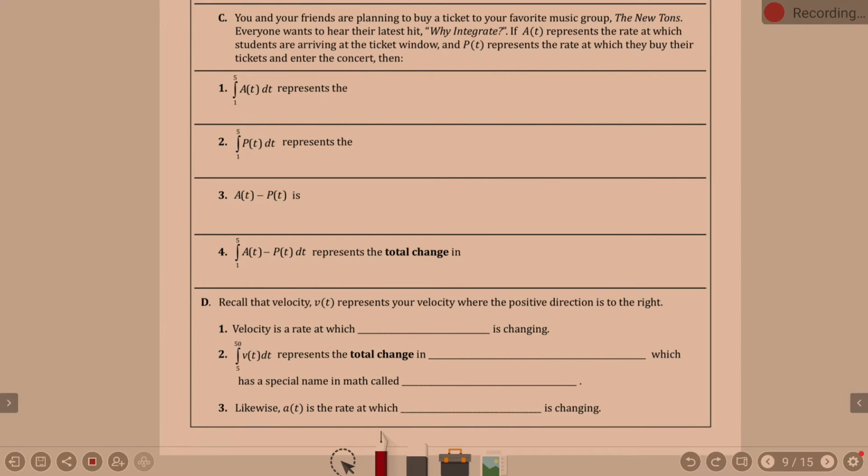You and your friends are planning to buy a ticket to your favorite music group, the New Tons. Everyone wants to hear their latest hit. If A of T represents the rate at which students are arriving at the ticket window, and P of T represents the rate at which they buy their tickets and enter the concert, then what does the integral from 1 to 5 of A of T dt represent?